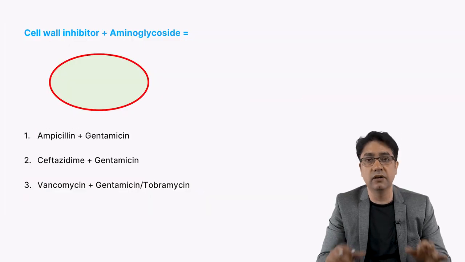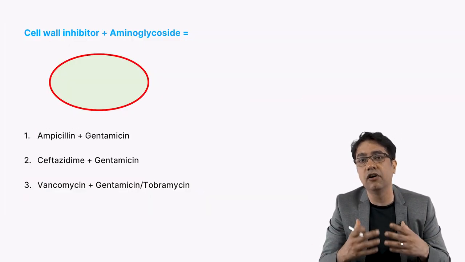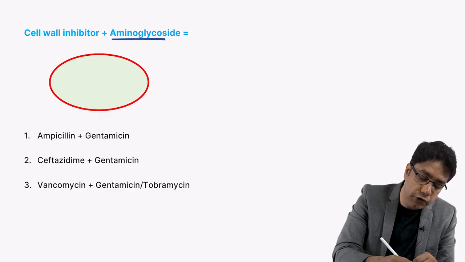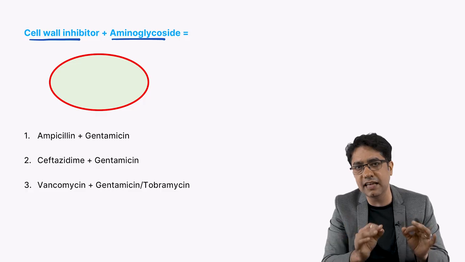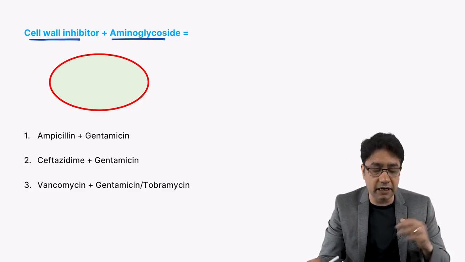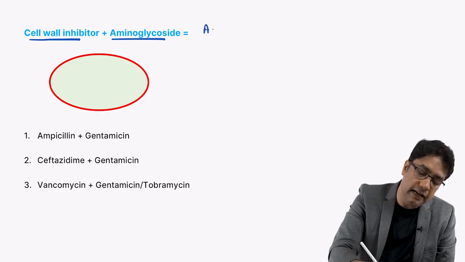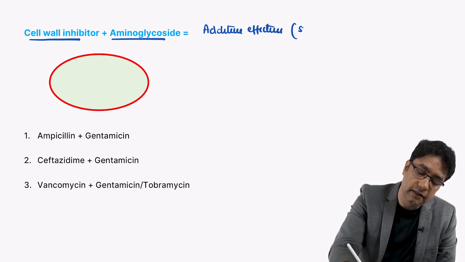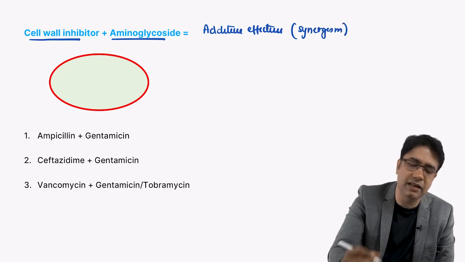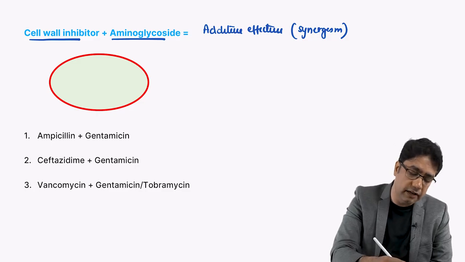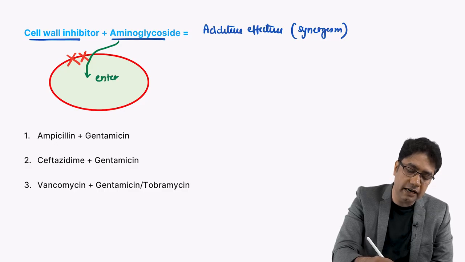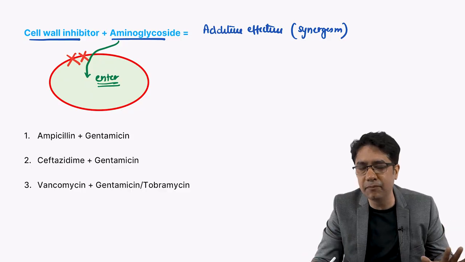So now let's talk about one very important technique which we use in our hospital. These aminoglycosides are usually combined with a cell wall inhibitor. When we combine an aminoglycoside with a cell wall inhibitor, they have an additive effect. Additive effect means they show synergism; their activity increases. The reason is very simple. If we give a cell wall inhibitor, the cell wall is inhibited, so the aminoglycoside can easily enter into the bacteria and easily inhibit protein synthesis.